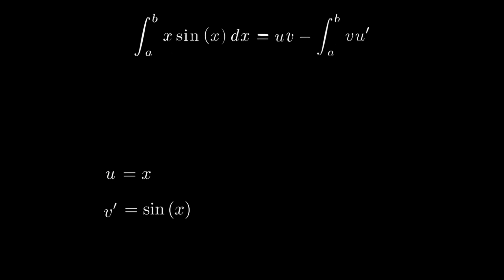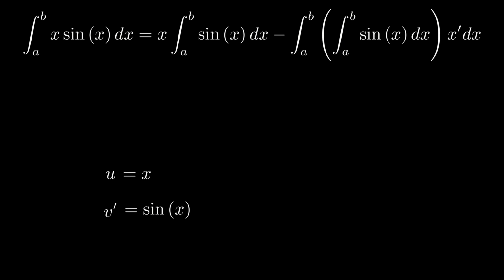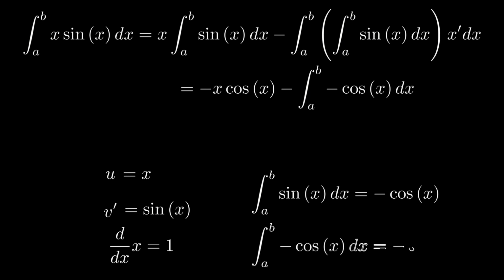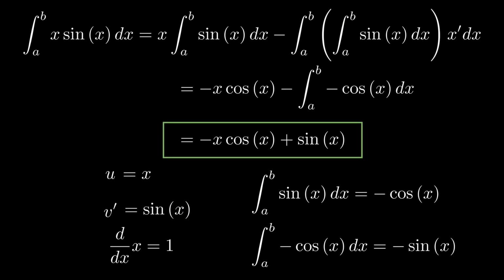Now if we use the formula, we get x times the integral of sine of x minus the integral of sine of x times the derivative of x. Since the integral of sine of x is negative cosine of x and the derivative of x is 1, we can simplify this to negative x times the cosine of x minus the integral of negative cosine of x. Finally, with the integral of negative cosine of x being negative sine of x, we're left with negative x cosine of x plus sine of x. Now we've eliminated all integrals, and the integration is complete.